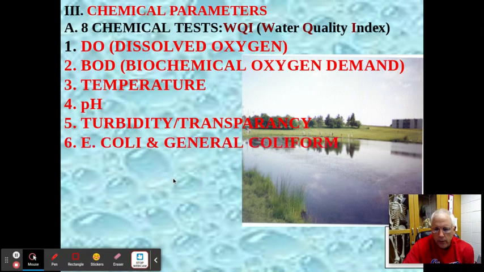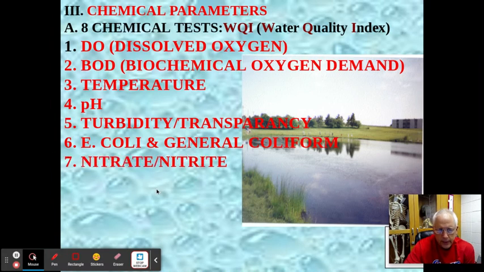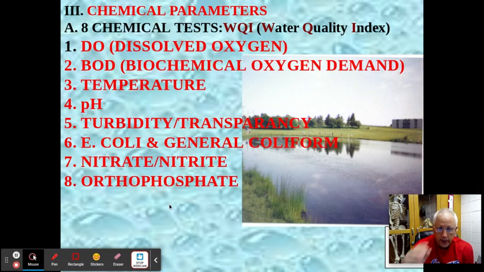E. coli and general coliform are pretty self-explanatory: what types of microorganisms could be unhealthy. Sometimes you'll hear of them closing down beaches, closing down areas where people swim, because of high bacterial counts. So that's what that is. Nitrates or nitrites, basically fertilizers, and orthophosphate goes along with that. So this is the battery of tests we came up with.